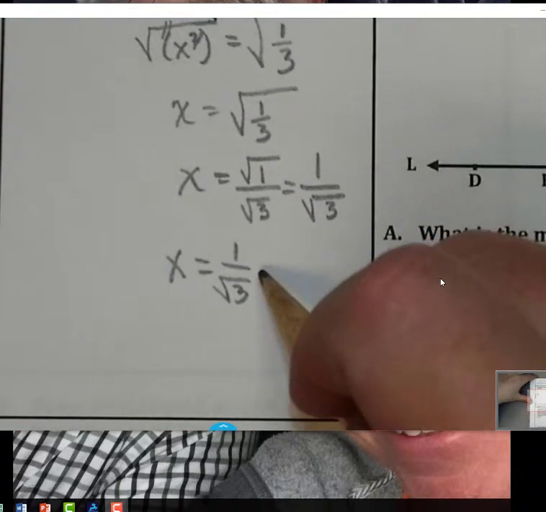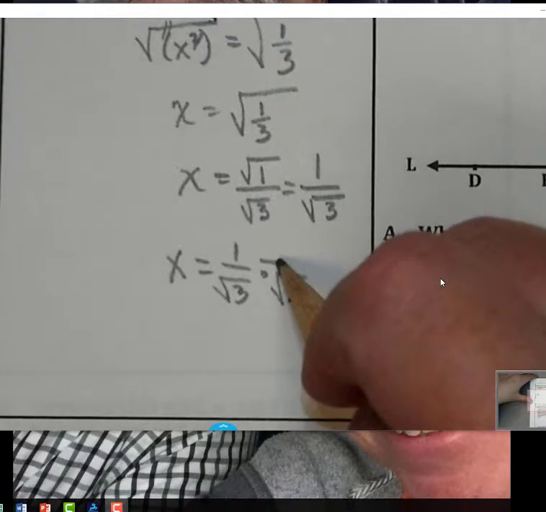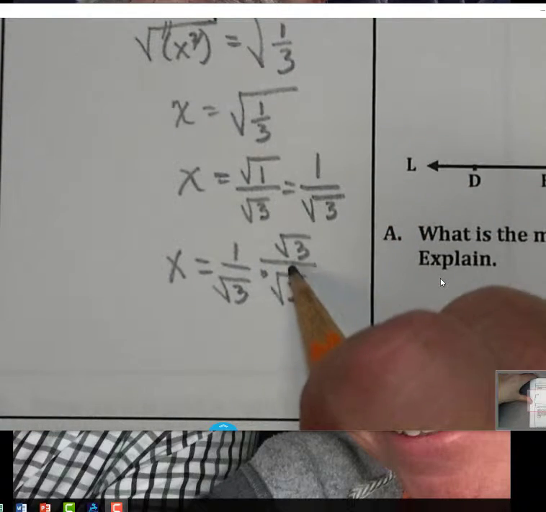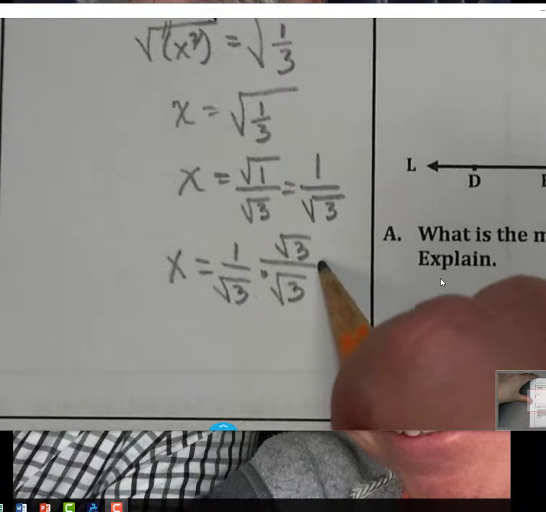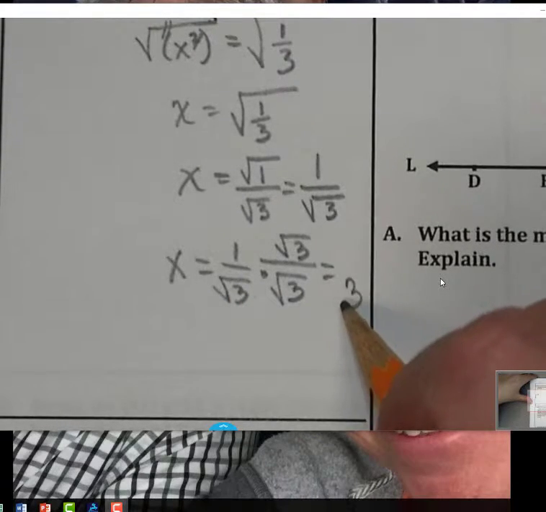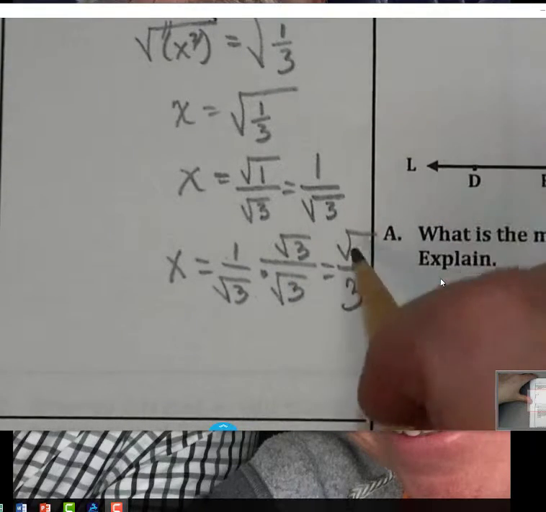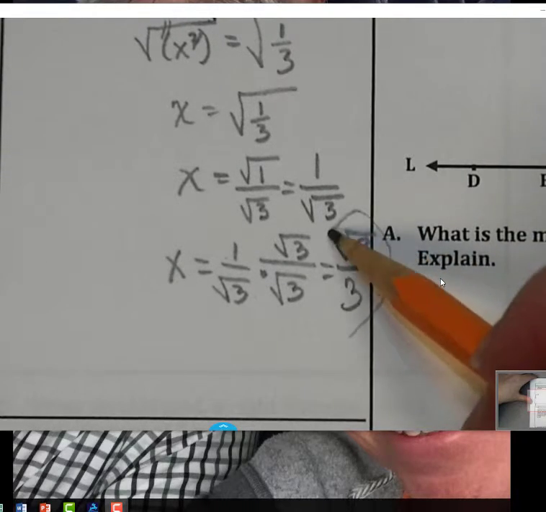And what that means is I'm going to multiply this by square root of 3, and I'm going to multiply this by the square root of 3. The reason why I'm multiplying by the square root of 3 is because the square root of 3 times the square root of 3 is just equal to 3. And then 1 times the square root of 3 is the square root of 3. So that's the final answer.